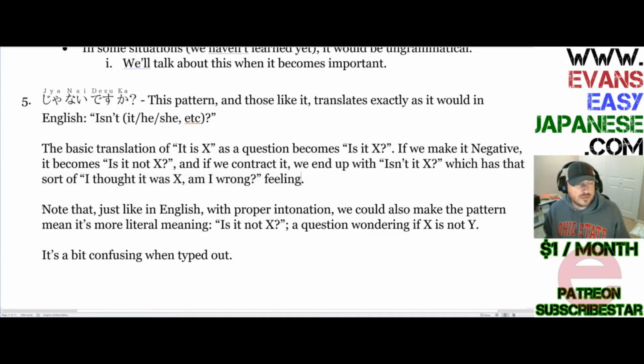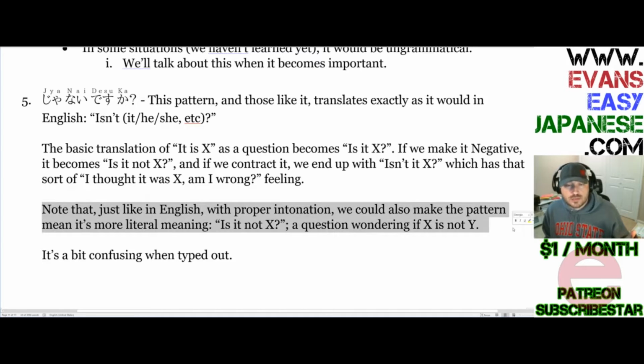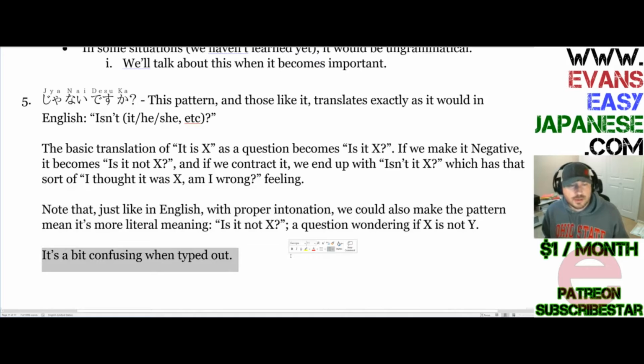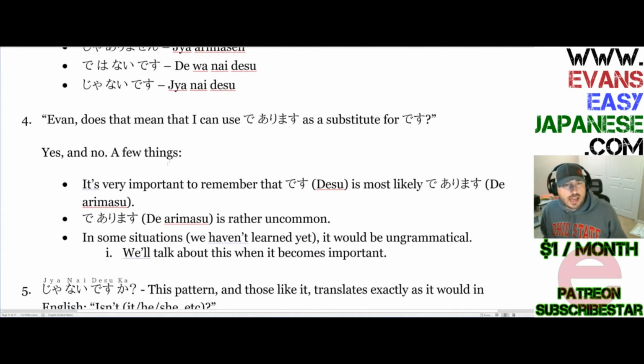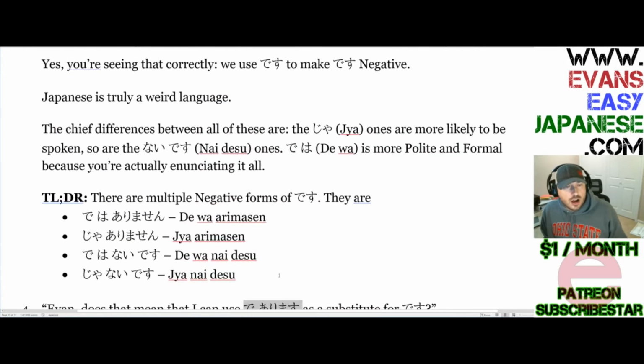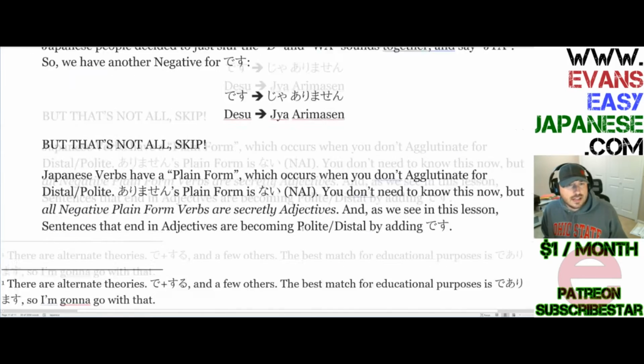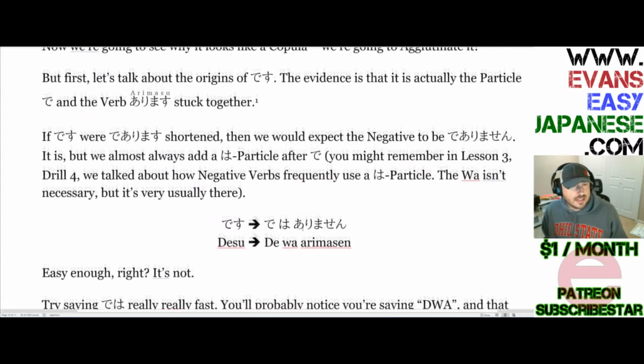It's difficult to write this down. You have to use proper intonation to make it work out. With proper intonation, we can make it literally, oh, is it not that? But we can also turn it into, oh, I thought it was that, but am I wrong? It's a little bit confusing when you type it out. Okay, so those are the grammar points. Janai desu ka? And de arimasu can, but is not frequently used to replace desu. All the 8 million different ways to say de wa arimasen, the negative of desu: janai desu, de wa nai desu, ja arimasen, de wa arimasen.